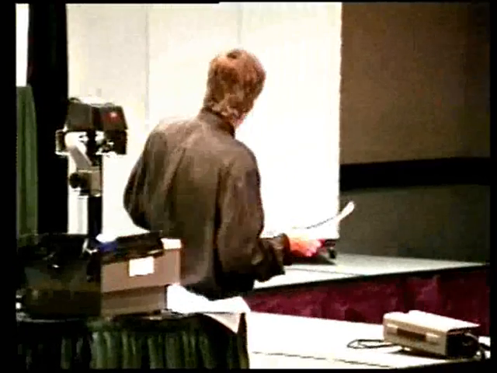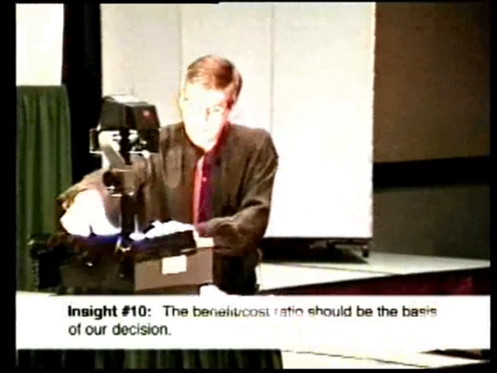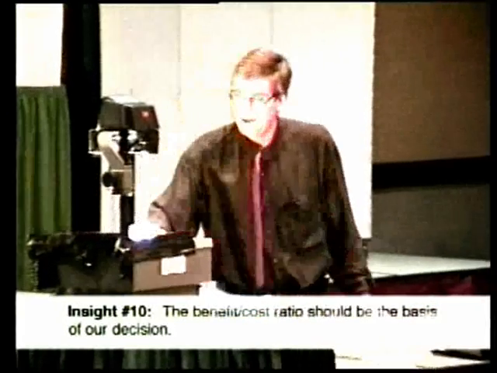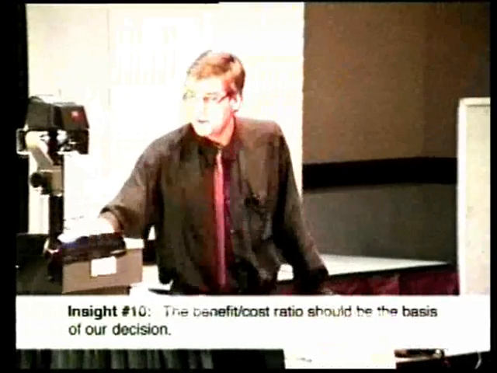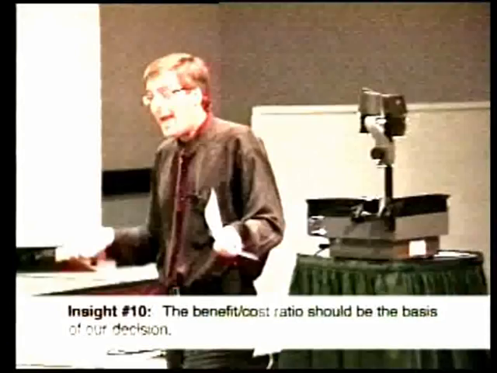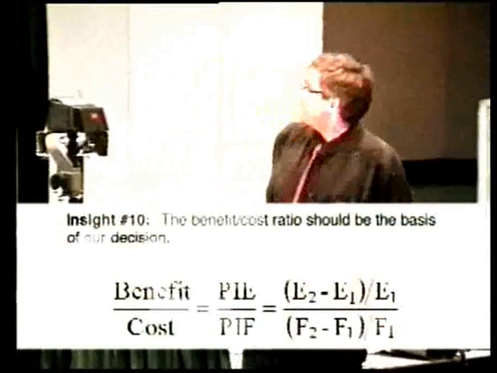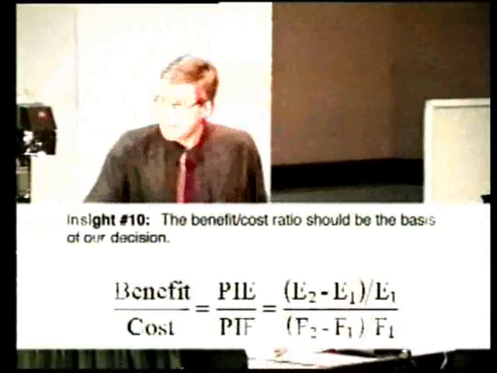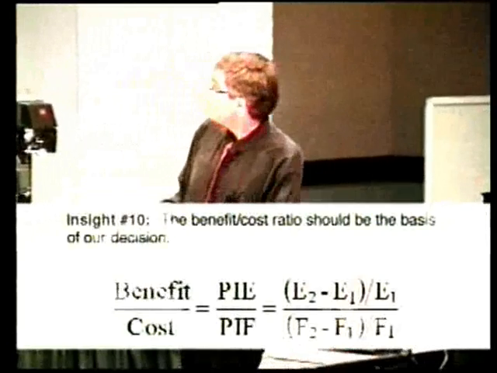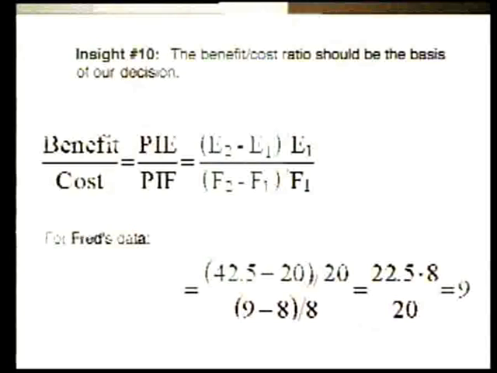So he's got his measures of benefit and cost, and his final insight is that he can make his decision by finding a benefit-cost ratio. He can simply look at the ratio of his benefits to his costs, and that can be the basis of his decision. And so Fred is really happy now because he can write the formula for his benefit-cost ratio. It's the proportional increase in error divided by the proportional increase in freedom. And for his data, he can now just plug in the numbers to his formula.